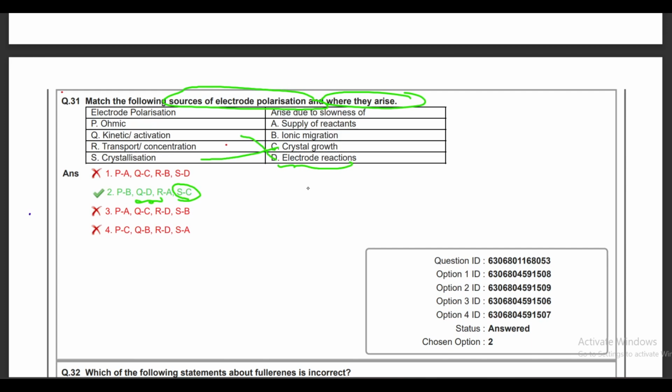Next, transport concentration is related to reactant concentration, which is in A option. So that is A for R. And similarly, ohmic you have to match with the ionic migration. So ultimately B option is the correct answer for this question.